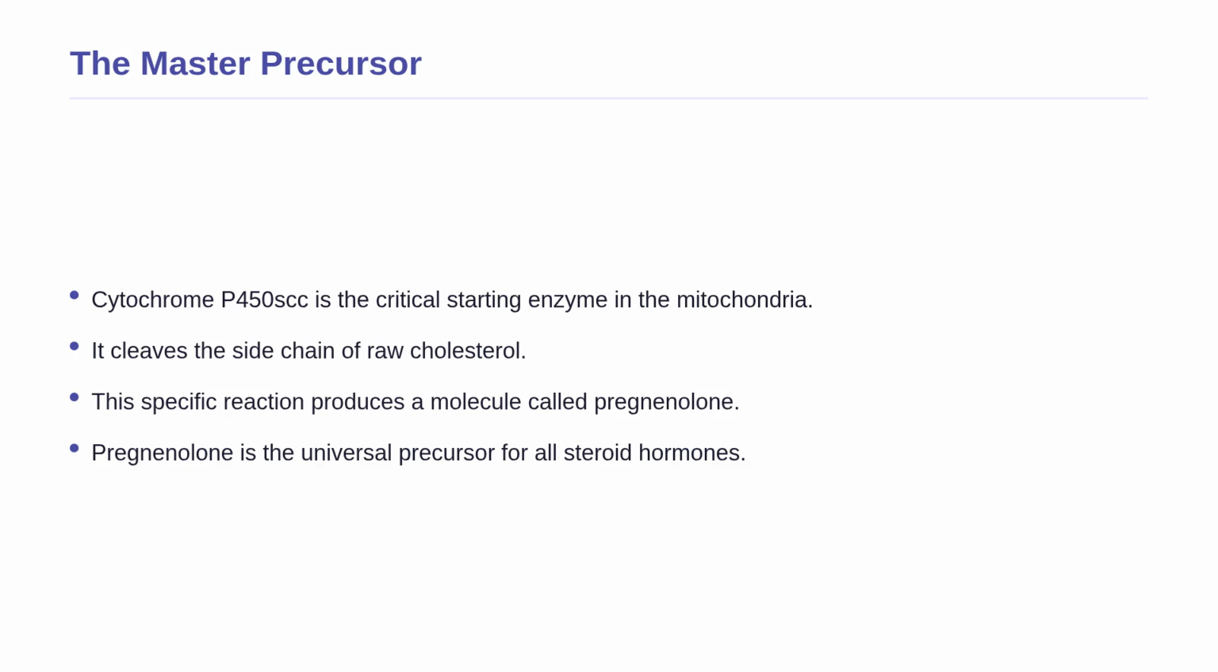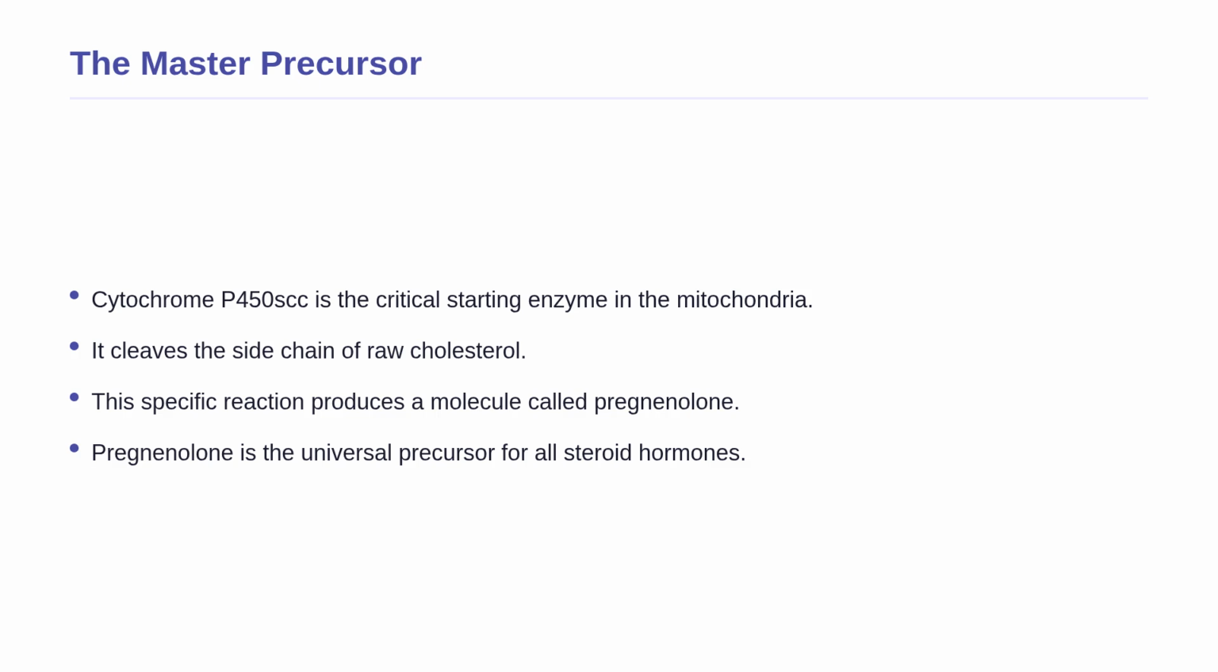Moving deeper into the cell, we must identify the very first step of this assembly line. Inside the mitochondria, a critical enzyme called cytochrome P450 SCC goes to work. This enzyme cleaves the side chain of the cholesterol molecule to produce a new substance called pregnenolone.